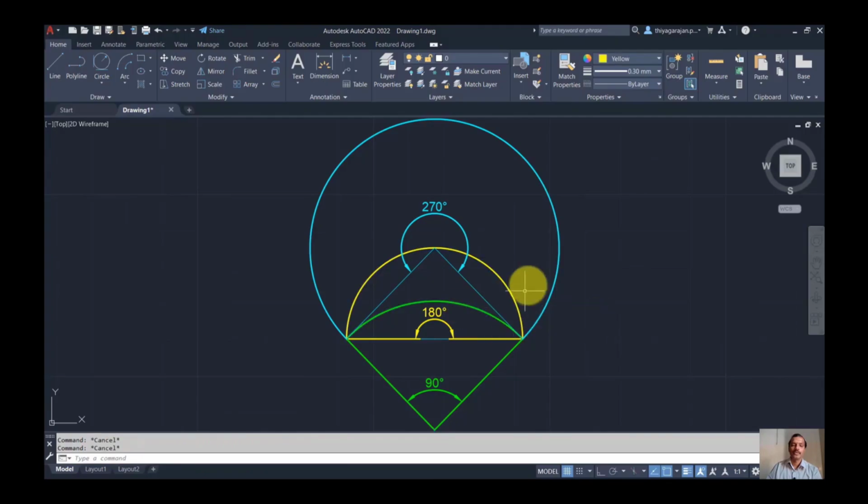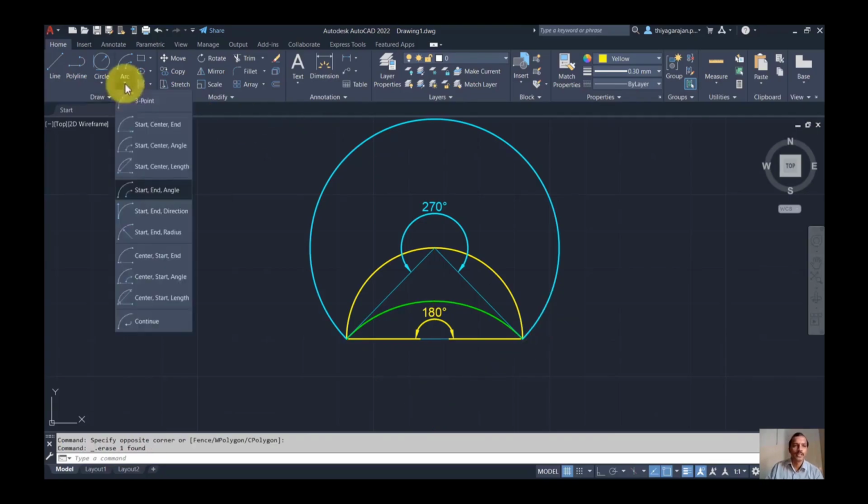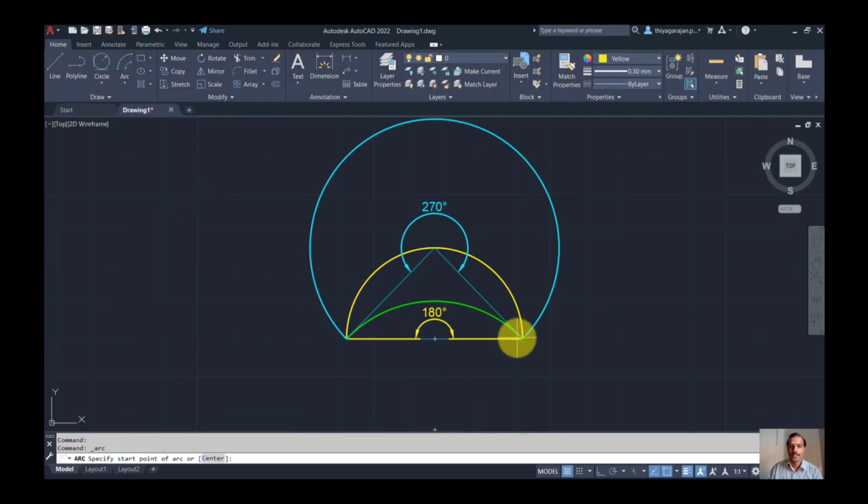You can see this center point is varying in a straight line because the start point and end point are the same. So you are getting the arc above the horizontal line. If you want the arc at the bottom, what do you do? Change your start point and end point, or you can change your angles. Let me try with the negative angles. Same start point, same end point. I'm going to give minus 90. You will get the arc at the bottom. Okay, so that is the difference.